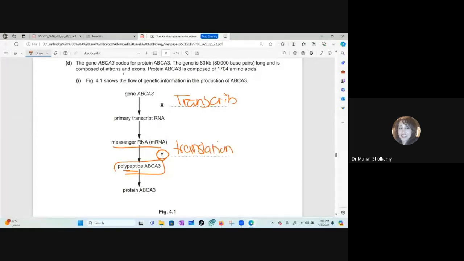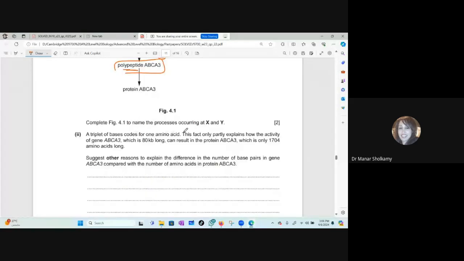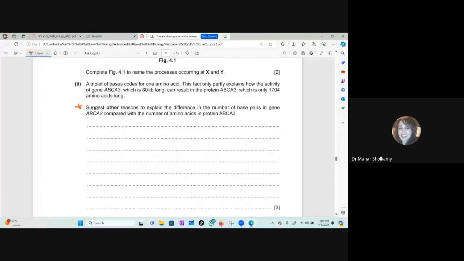Really. Okay. A triplet of bases codes for one amino acid. This fact only partially explains how the activity of the gene, which is 80,000 base pairs long, can result in the protein ABCA3, which is only 1704 amino acids long. Now, this was what I was talking about yesterday when I told you that this question became very common in the past years. Again, another suggest question. Suggest questions are tricky ones.